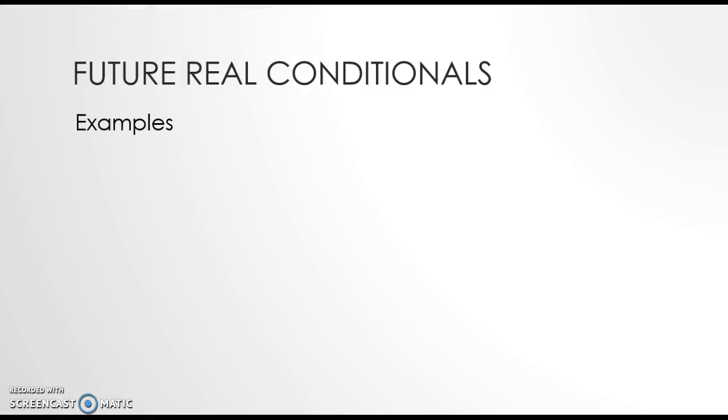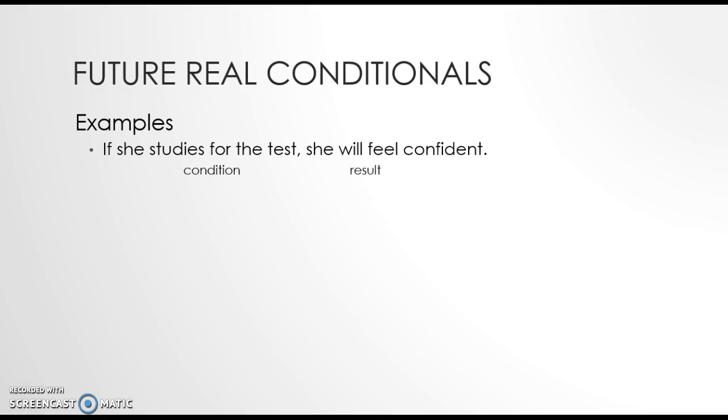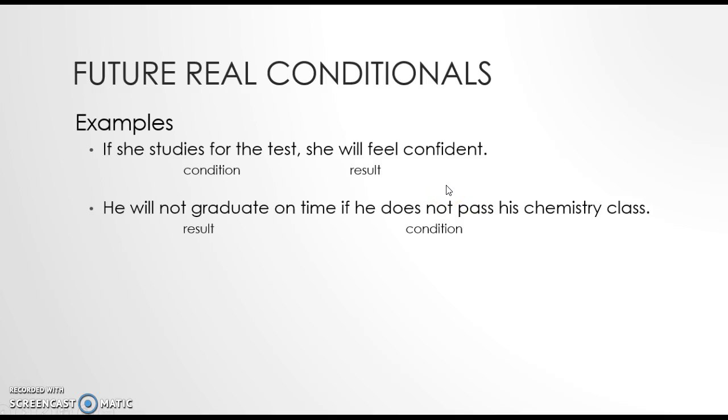So let's look at a couple of examples of future real conditionals. If she studies for the test, she will feel confident. Again, just like present real conditionals, we have a condition in the if clause and the result. He will not graduate on time if he does not pass his chemistry class. So in this case, we have the independent clause first and the conditional clause second, but the meaning is the same. We have a condition, he does not pass his chemistry class, and the result, he will not graduate on time.